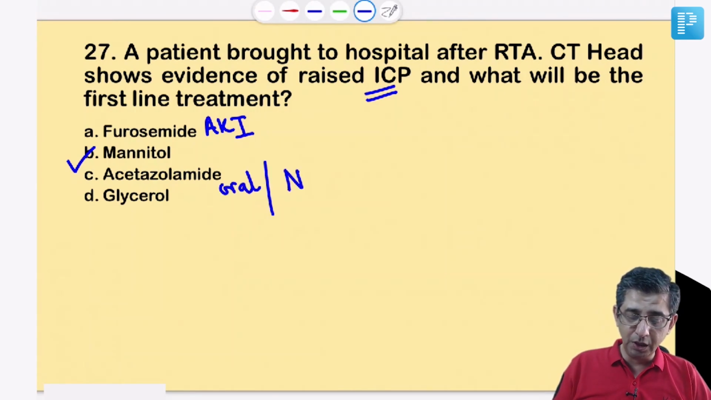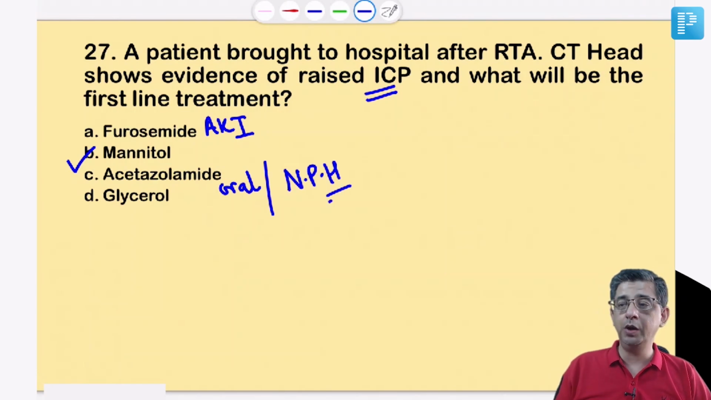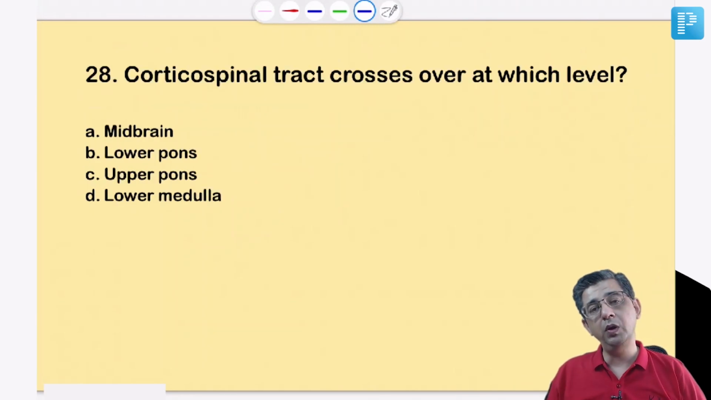If they ask you in the exam, how do you manage raised ICP? Normal pressure hydrocephalus. Pure internal medicine question. Normal pressure hydrocephalus is where you use acetazolamide and glycerol. But when it comes to a scenario of an emergency, it's obviously mannitol, an osmotic diuretic, which will be useful.